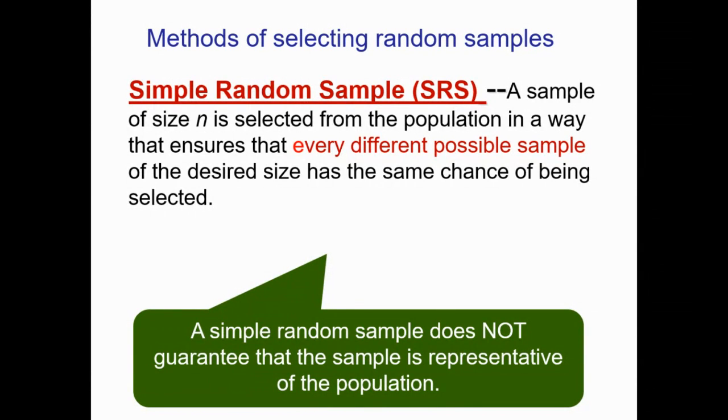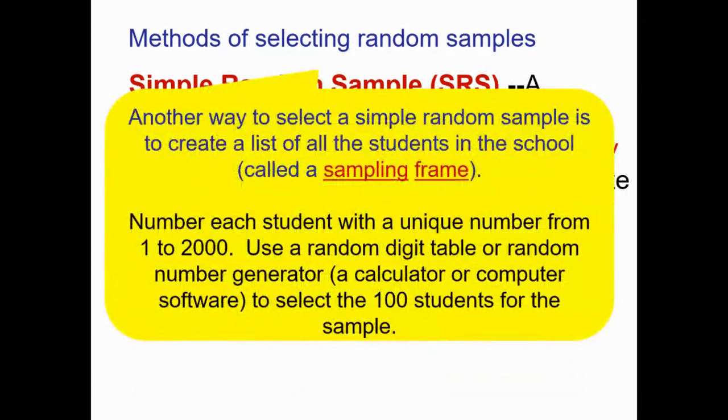So we can write the names of all 2,000 and then sit there and fold each piece of paper, or we can number them 1 to 2,000 and then use a random number table or random number generator. So number each student in a unique way from 1 to 2,000. Use a random digit table or a random number generator, meaning a calculator or computer, to select the 100 students for the sample. Now, for our purposes, a calculator or a computer would be good enough to do random numbers.